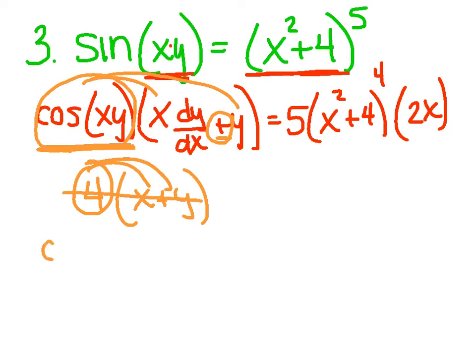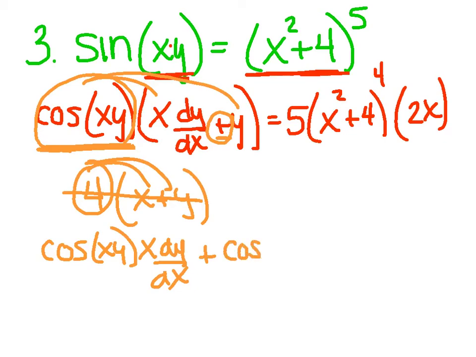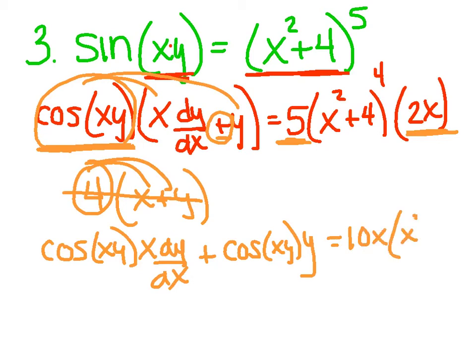So I've got the cosine of xy, and then I have that times x dy/dx, plus the cosine of xy times just y, equals, and I can multiply this 5 and 2x together because they're not raised to any power. So I'm going to say 10x times x squared plus 4 to the 4th.